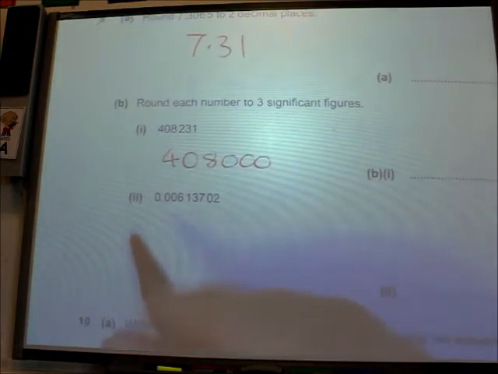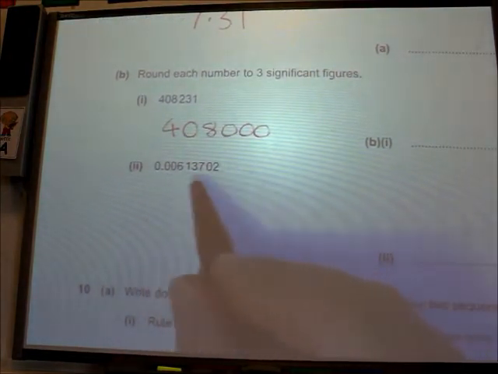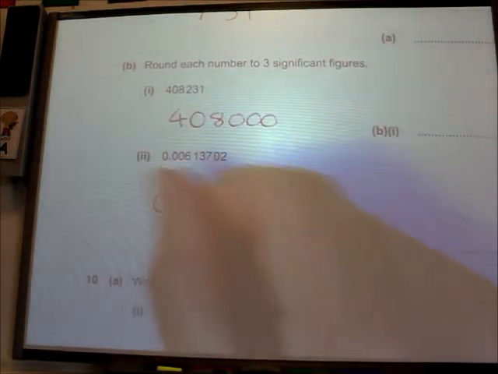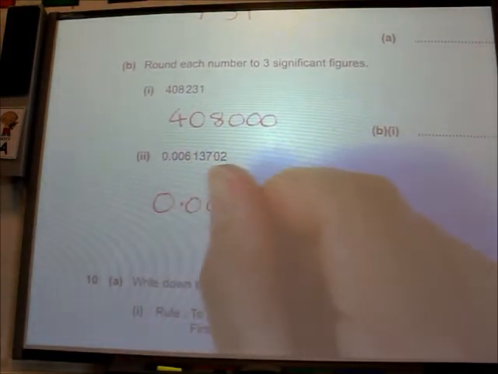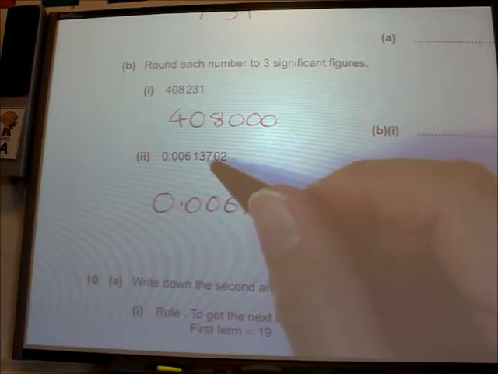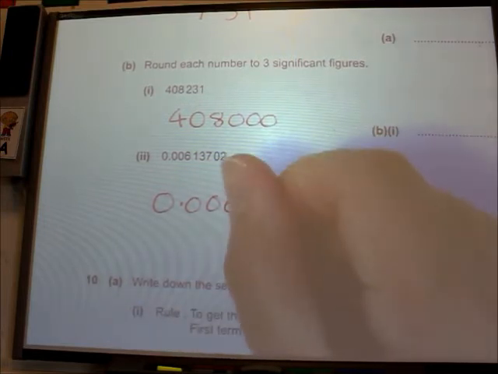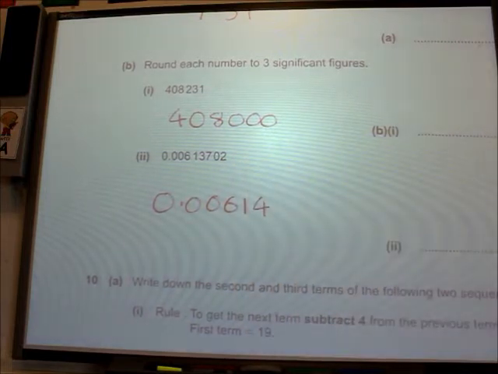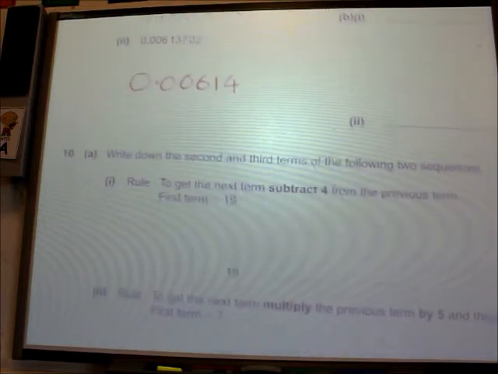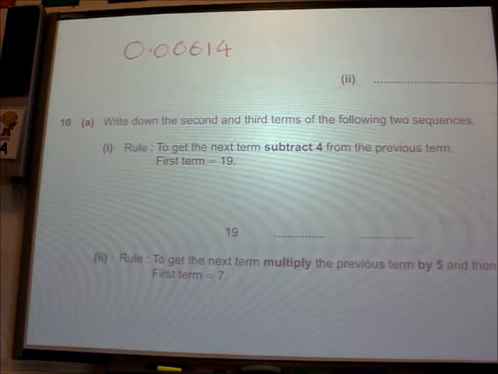Next one. Now you don't count the zeros when you round this before the number starts properly. So 0.006, make that 6, 1. Right, 613. Look, that's after the 3. It's a 7. Will that round it up? Yes, it will. So it'll be 614. So 0.00614.